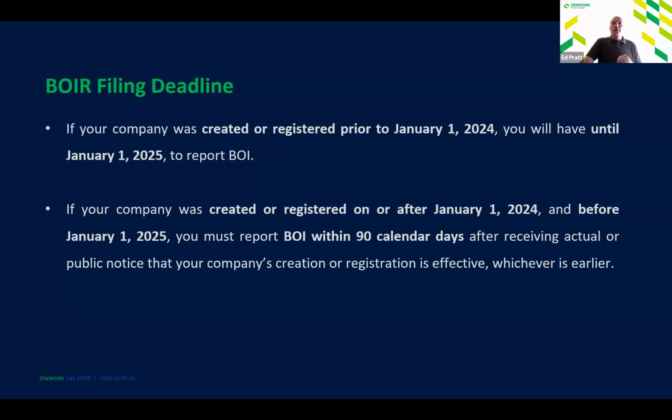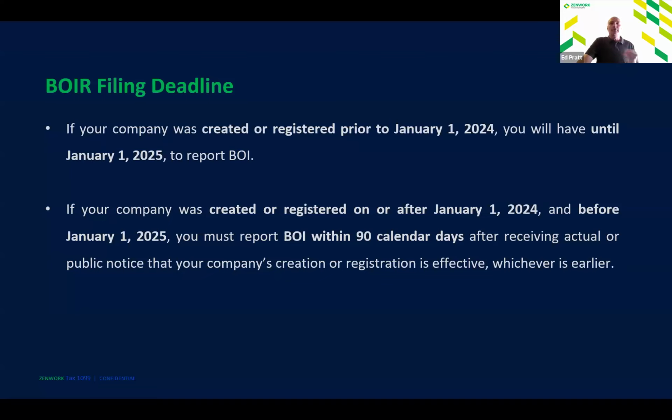If you registered or created your company this year, so within the 365 calendar days of 2024, you need to report your beneficial owner information within 90 days after receiving actual or public notice that your company's creation or registration is effective. So, when you go on to the Delaware site and fill out your registration paperwork and push all your data in there, they send you a letter that says your company has been registered. It's all set and you're good to go, and it'll give you the date there. 90 days is how long you have to do that.